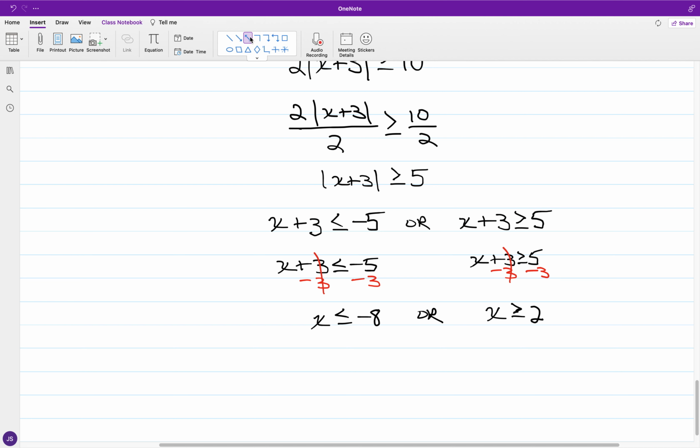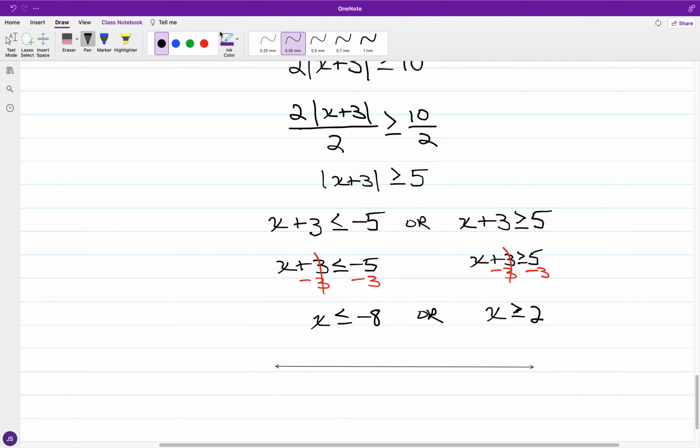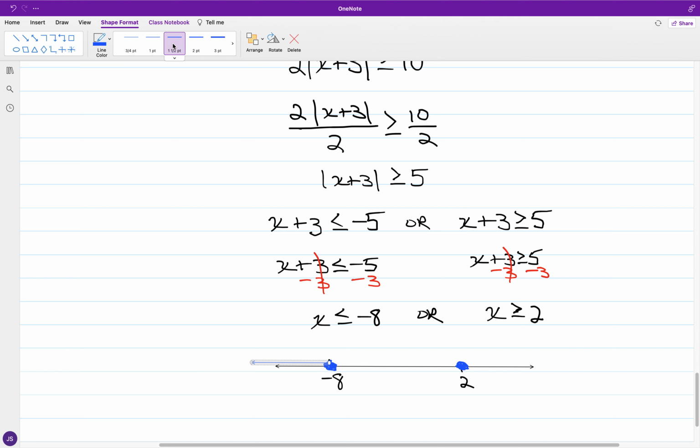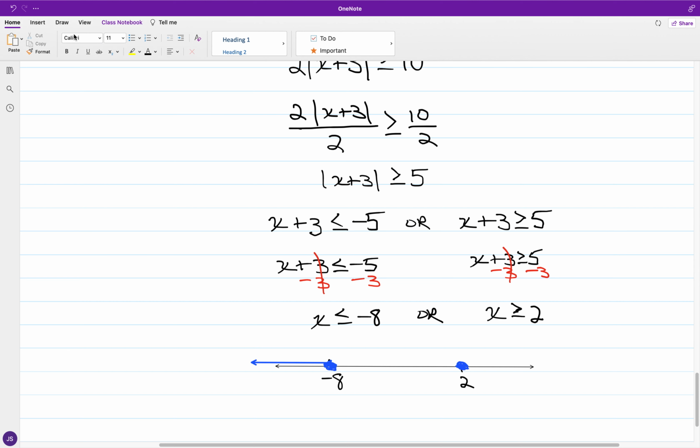And now setting up what we have for interval solutions. We have the numbers concerned at -8 and +2. Both -8 and 2 are included thanks to the equal sign. In terms of direction, for less than or equal to, we'll have a ray going out to the left. And for x greater than or equal to 2, we'll have a ray that's going to go out to the right.